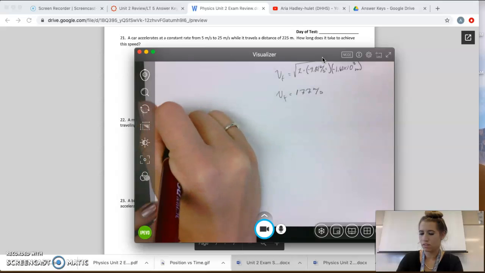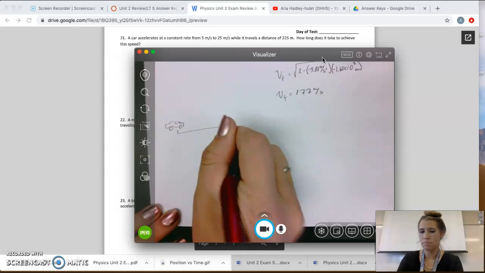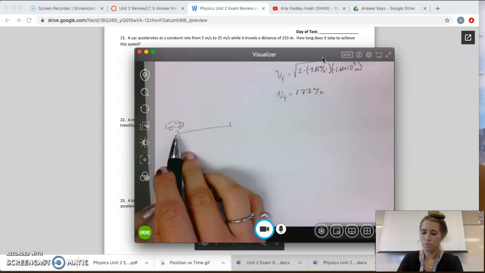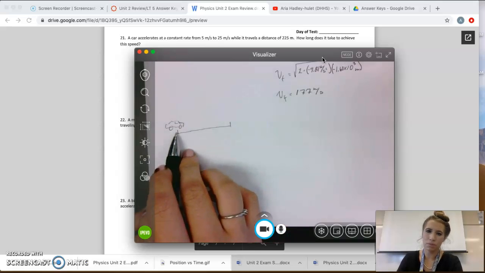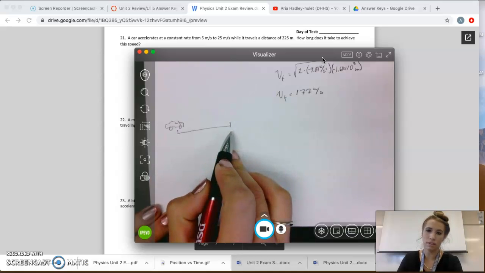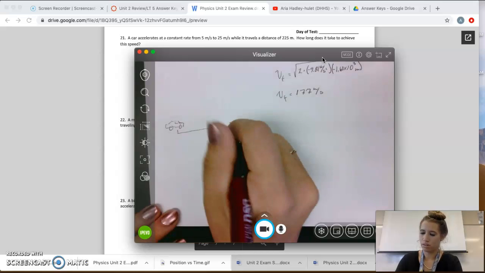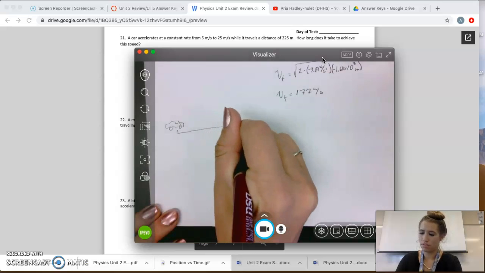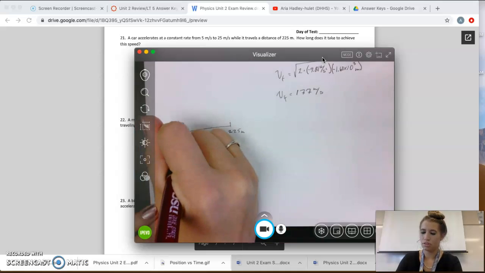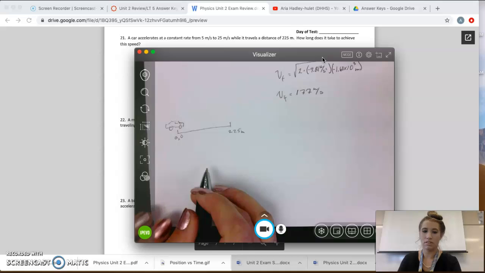We have our vehicle, and we're going some distance, and when we started we're going 5 meters per second. Now when we reach this distance we're going 25 meters per second while traveling a distance of 225 meters. I'm going to choose this starting position to be my origin. How long does it take to achieve this speed? So we are asking time final.